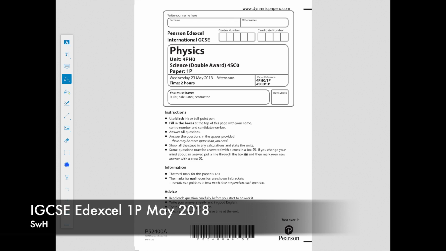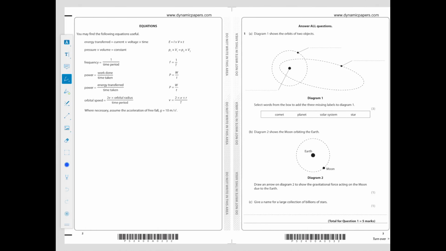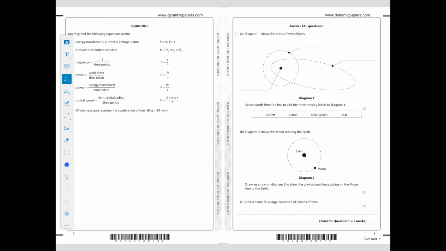Today I'm answering the 1P IGCSE Edexcel paper from May 2018. Starting with question 1. Diagram 1 shows the orbits of two objects. Select words from the box to add the three missing labels to diagram 1.